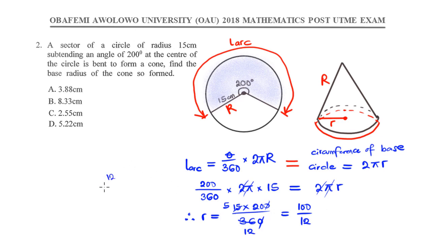And 100 over 12, if we have 12 times 8, that will be 96. So 12 in 100 will give us 8. 100 minus 96 will be 4 over 12. And of course, 4 over 12 is also 1 over 3 because 4 can divide them. So 8 whole number 1 over 3 centimeters. That will give us option B, 8.33 centimeters.